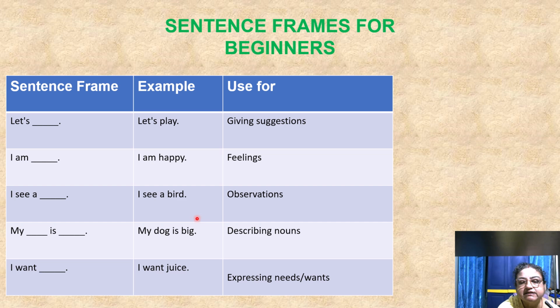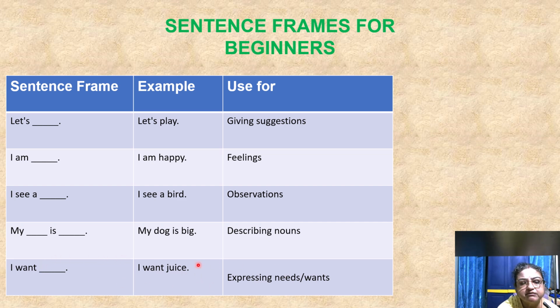I see a bird, I see a parrot, specific about the bird. You can say many other things. I see an elephant, I see a horse. So these are your observations. My dog is big. You can say it in a different way, my dog is small also. So describing nouns is the focus here. Dog, big or small, whatever you can express in that way. I want juice, expressing need, want. Juice or tea, coffee, cold drinks, fruit juice.